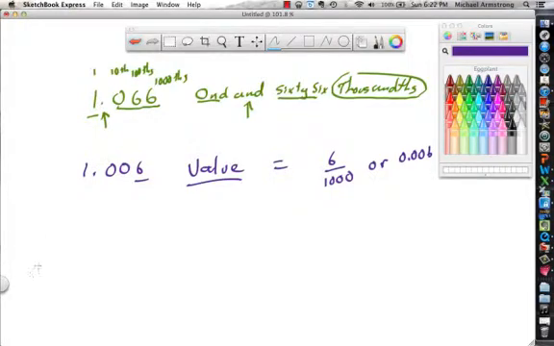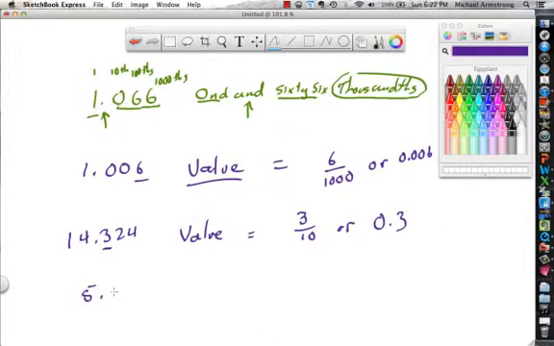If I wrote another number, and I underlined this digit, the value of the digit is 3/10, or 0.3, which is still 3/10. If we did 5.927 and we underlined this digit, the value is 2 hundredths, or 2 hundredths written that way. Okay, that's really all there is for this lesson.